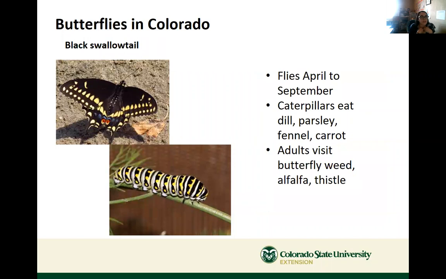Here are some of the butterflies that we'll see in Colorado, some of the most common ones. This is the black swallowtail, and I've included pictures of the adult and the larva, so you can notice their caterpillars as well. They're flying from April to September. The caterpillar eats dill, parsley, fennel, and carrot. If you have grown parsley outside in your garden in Colorado, then you've probably seen a black swallowtail caterpillar, because they will just demolish them. The adults are going to visit butterfly weed, alfalfa, and thistle.